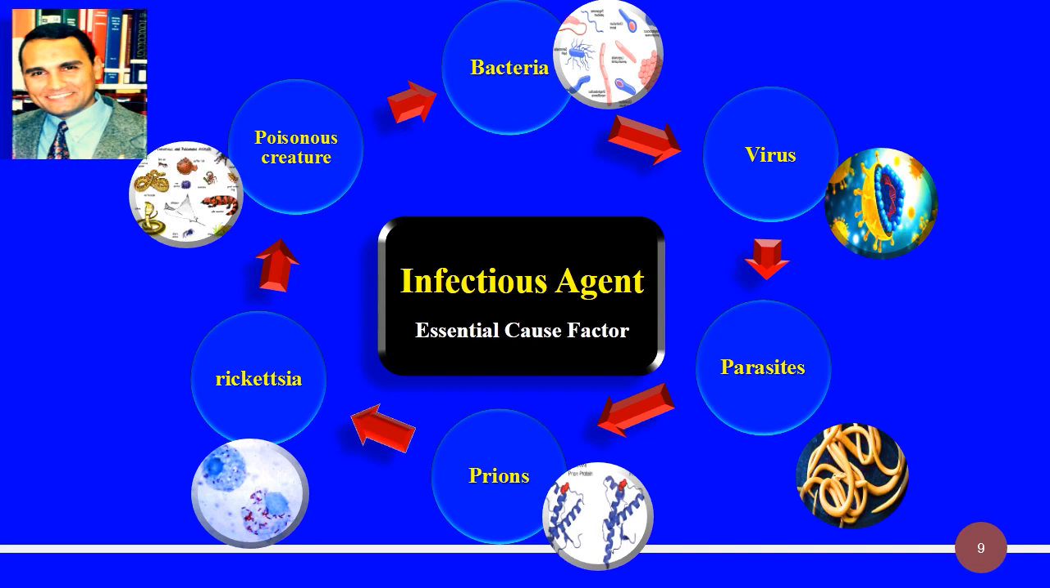The rickettsia was the causative agent of fatal diseases. Also the poisonous creatures which cause considerable damage in animal farms or in human populations, especially in rural areas.